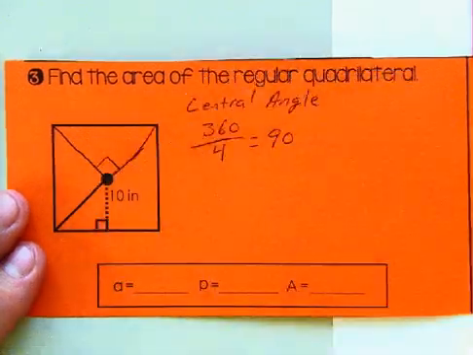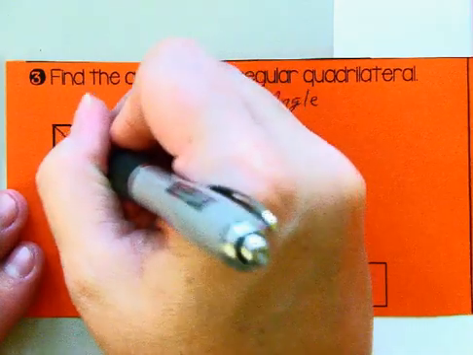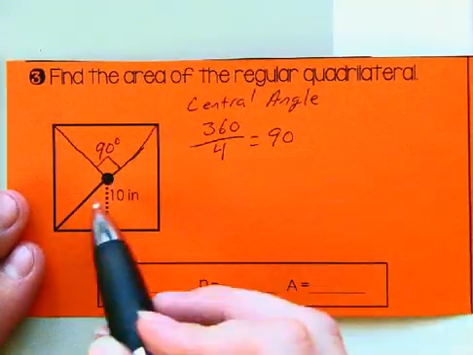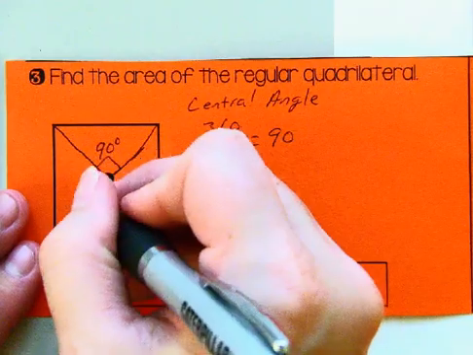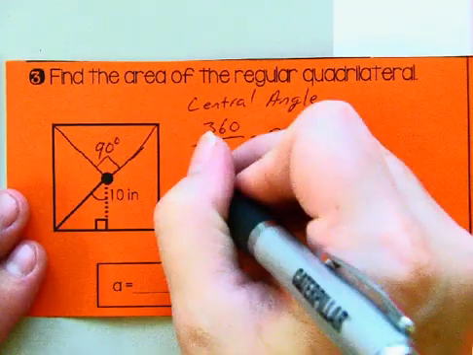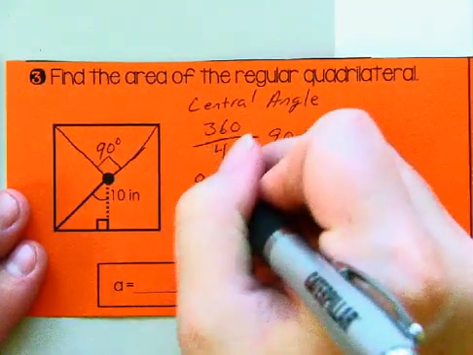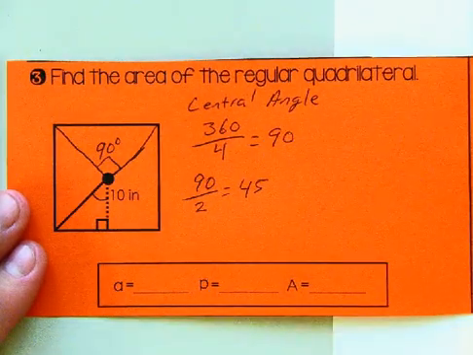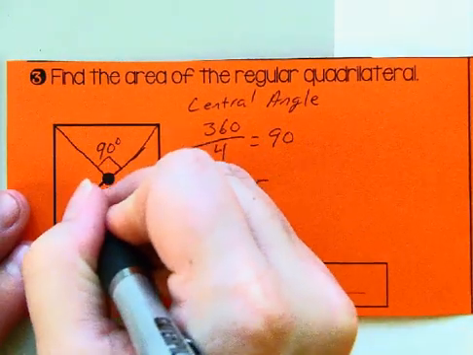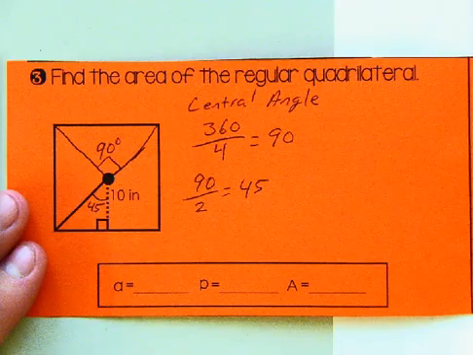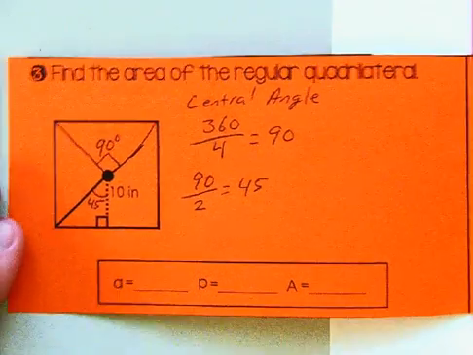So that's a 90-degree angle there, or you can put 90 degrees in there. We need the piece, which is half of that. So half of 90 gives us 45. So for this triangle, we actually have a 45, 45, 90.